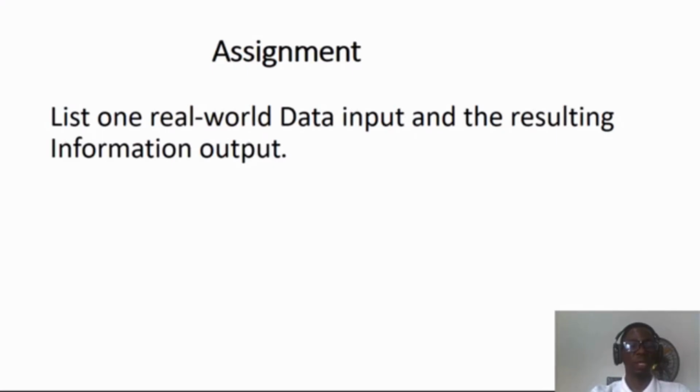So this is your assignment: list one real-world data input and the resulting information output, just like the way we did it in medicine. So look for another field, maybe engineering, banking, or whichever field is of interest to you. Then try to see how data and information are related, how they can input data, and from that data deduce information. Please let's try as much as possible to attempt it and submit it before the end of next week.